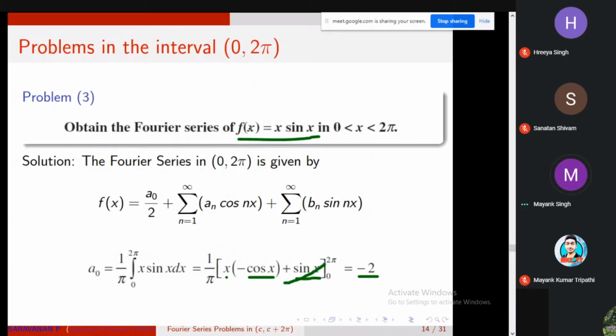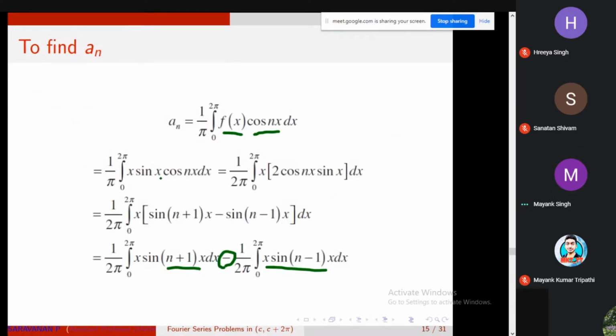f of x is x sin x. Write this with cos nx dx. Sir, if we apply the formula of twice of sin x cos y, then the answer will be the same or not? Yes, it will be the same only.